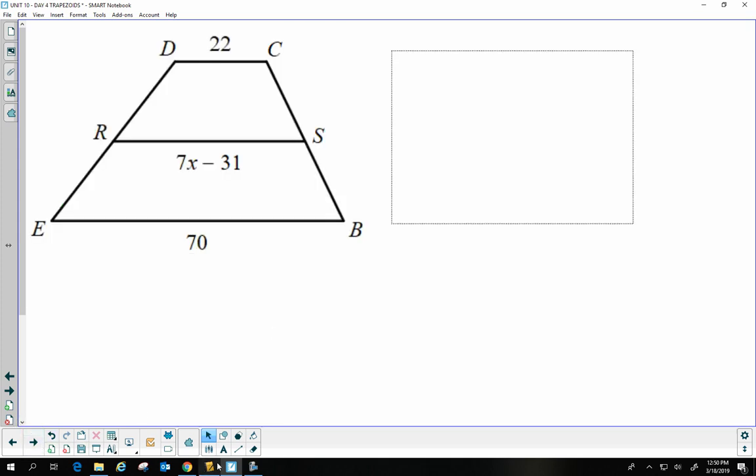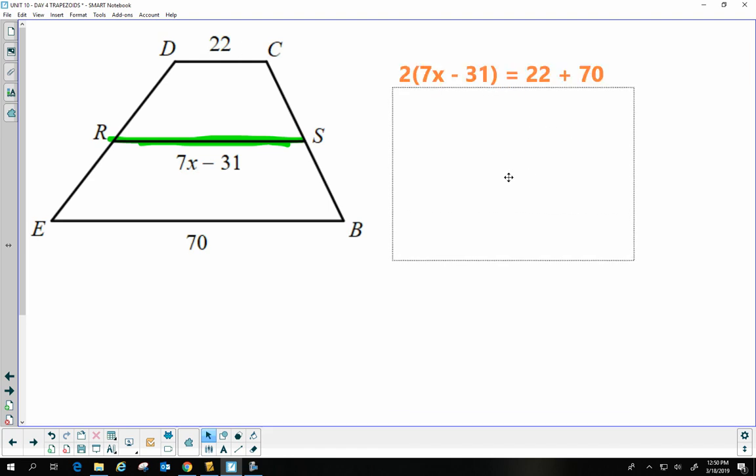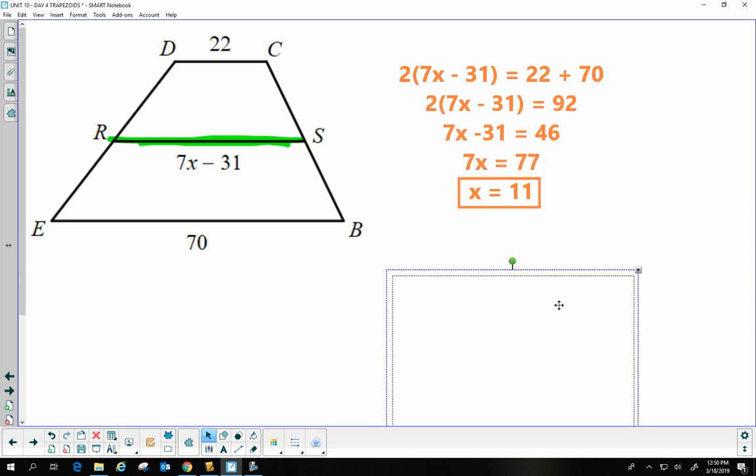Let's try another one. I have the mid-segment. I need to multiply that by 2, and when I do, it should be equal to my two bases added together, 22 and 70. So I'll multiply that mid-segment by 2, set it equal to my two bases added, and now I'm just solving. Notice I don't bother distributing because I know I can just divide both sides by 2 and I avoid distributing. Sometimes you might have to distribute, but when you can avoid it, I think that it helps limit mistakes.